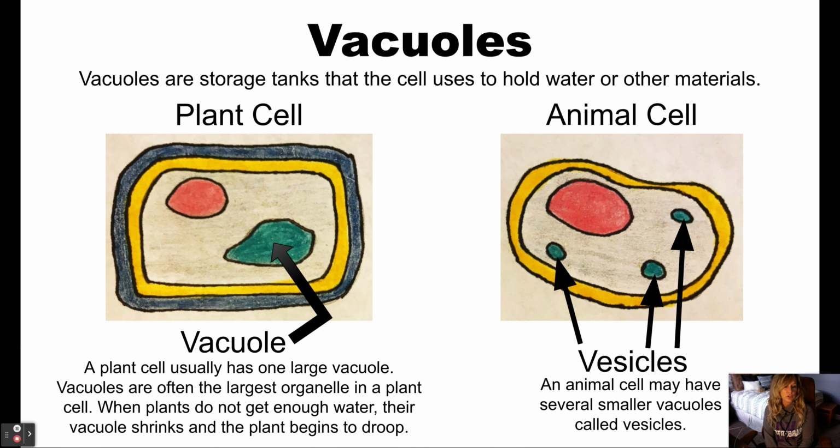An animal cell has several smaller vacuoles, but we call them vesicles because they are smaller. So it's like mini vacuoles, and we call them vesicles, but they hold the water and other materials that the cell needs.